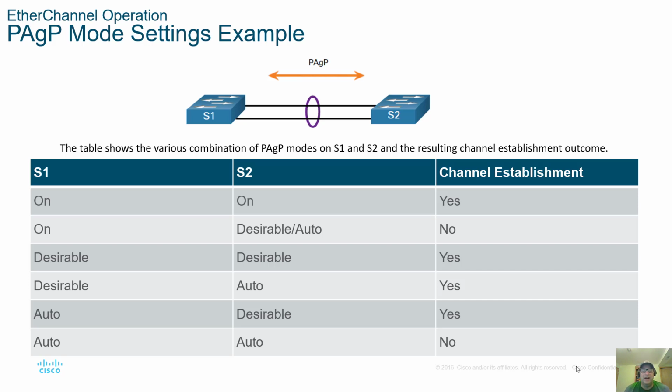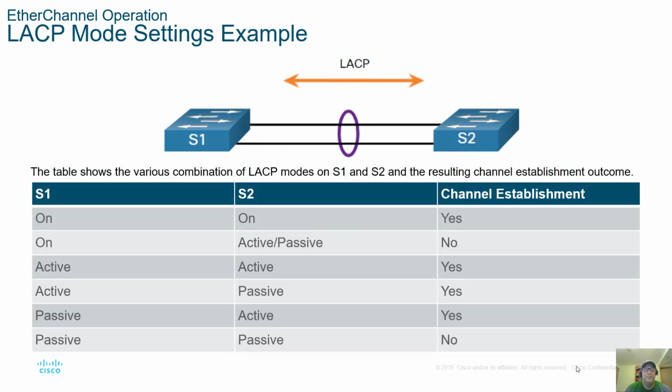If they're both set to desirable, is it going to create an EtherChannel? Yes. If one side is desirable and one side is set as auto, will it create an EtherChannel? Yes. If they're both set as auto, will it create an EtherChannel? And the answer is no. So don't set it auto on both sides, because that will not create what you're looking for.